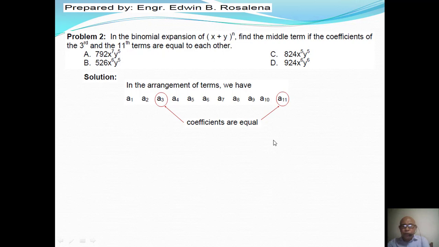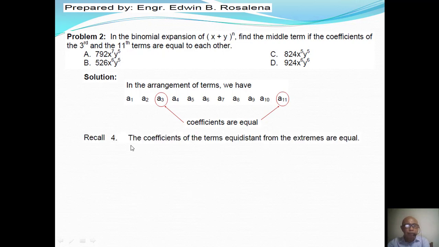So, if we recall the properties, may property tayo number 4. The coefficients of the terms equidistant from the extremes are equal. Natatandaan nyo ba to? No? The coefficients of the terms equidistant from the extremes are equal. So, meaning, anong kuha natin dyan? Ito yan, ha? So, di ba the third term is third from the first? No? Third from the left.